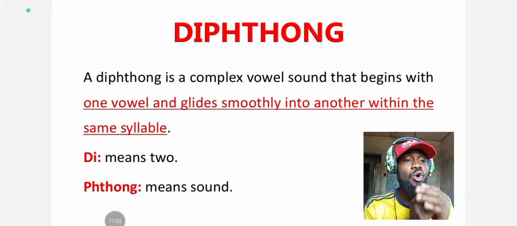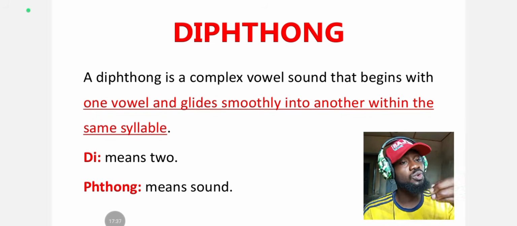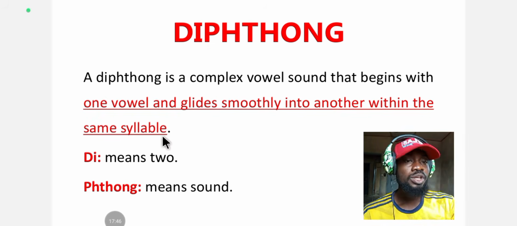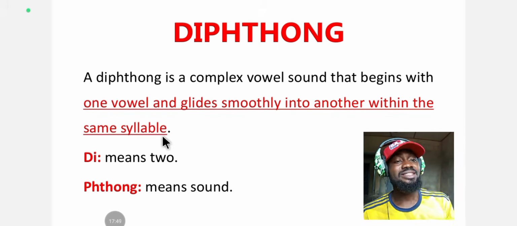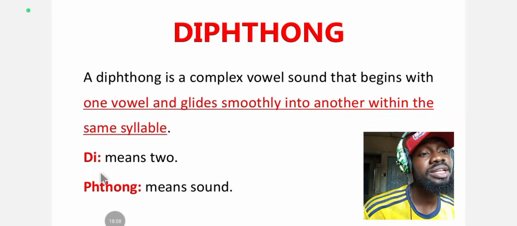Diphthongs are complex vowel sounds. So your lip cannot remain in the same position when you are pronouncing that vowel sound. Your lip will move from here to here. Your mouth will move from here to here. It's a bit more stressful to pronounce than the monophthongs. So let's dive deeply into the meaning of diphthongs.